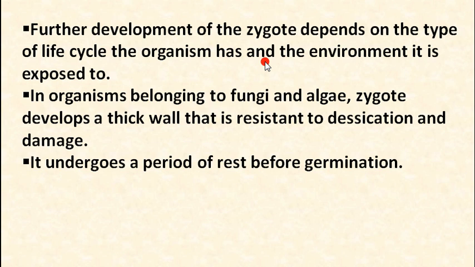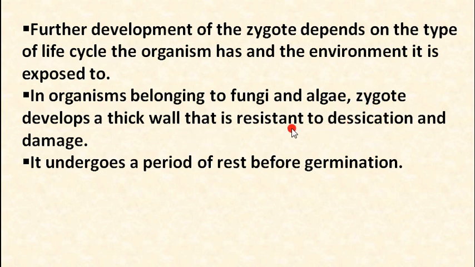So environment is also a factor which depends on the zygote's formation and development. So also the environment, surrounding environment is also necessary. In organisms belonging to fungi and algae, zygote develops a thick wall. Now in the case of fungi and algae, the zygote develops a thick wall here that is resistant to desiccation.